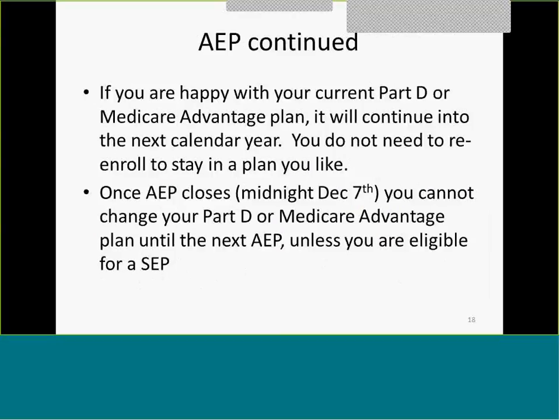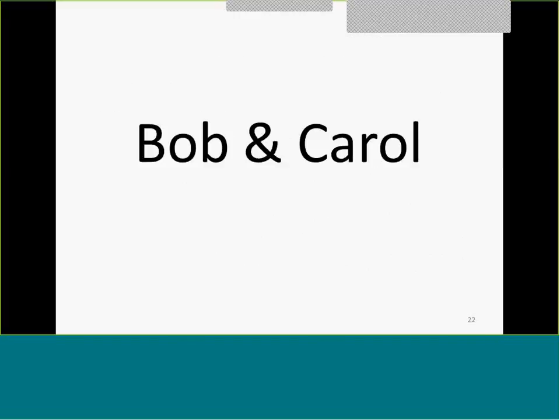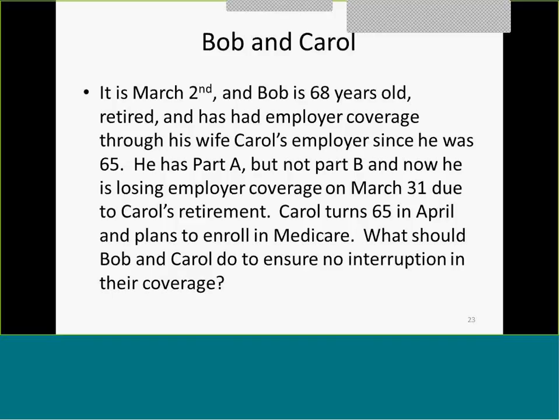Okay. So enrollment periods. Now I want to look at scenarios to tie up the learning and keep us under our 3 hours here. The scenario is, it's March 2nd, Bob is 68 years old, retired, and has had employer coverage through his wife Carol's employer since he was 65. He has Part A, but he does not have Part B, and he's losing employer coverage on March 31st due to his retirement. So Carol's not going to work anymore. There's no more employment. Carol turns 65 in April and plans to enroll in Medicare. What should Bob and Carol do to ensure no interruption in their coverage?